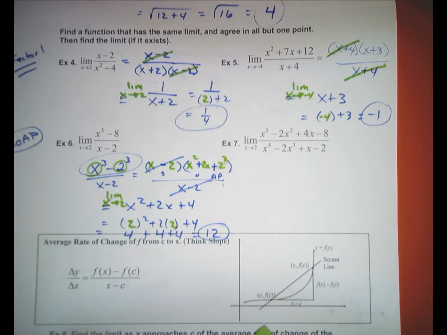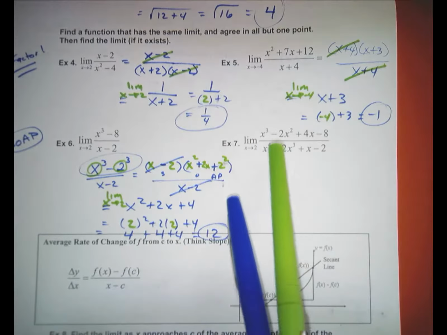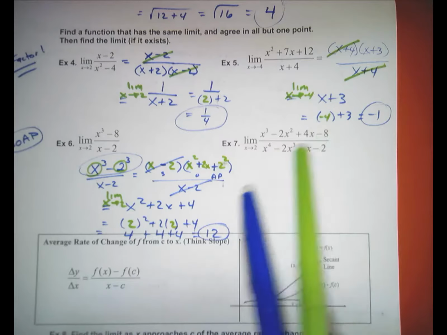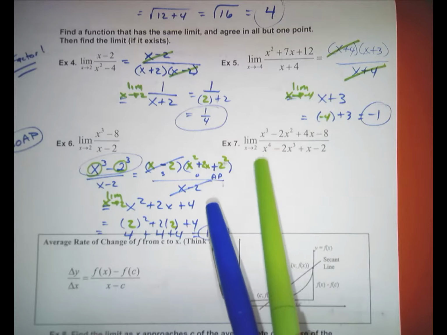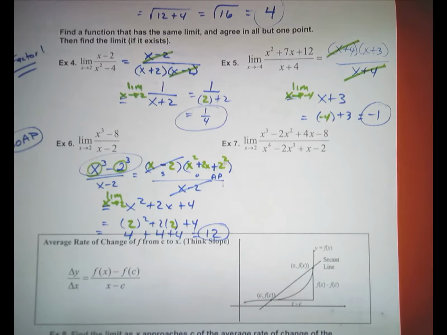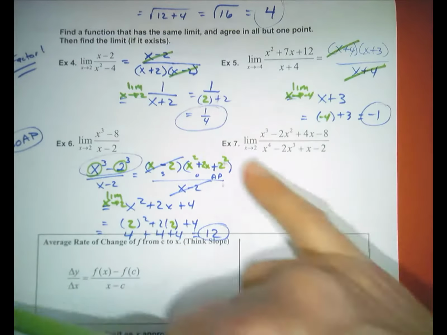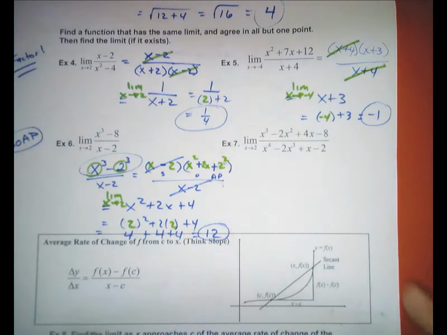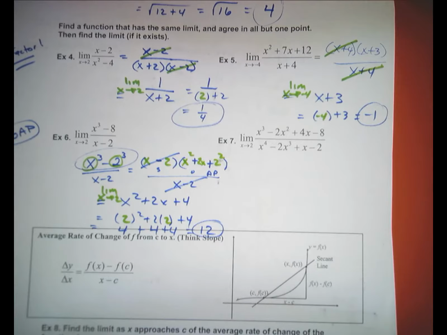All right, so ladies and gentlemen, we got number 7. We've got the limit of this function. I have x cubed minus 2x squared plus 4x minus 8 all over x to the fourth minus 2x cubed plus x minus 2. Oh my gosh. Guess what happens when you plug in 2 to the bottom? Guess what you get? You get 0, and you can't divide by 0. Doesn't mean there's not a limit. Just means there's probably a hole there, and if there's a hole, we can find a limit.